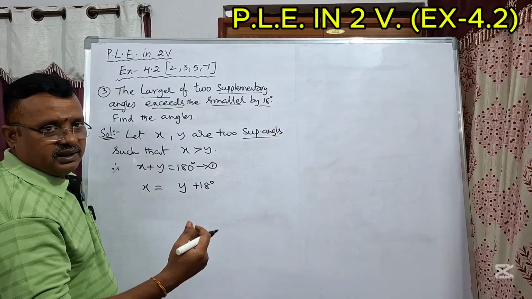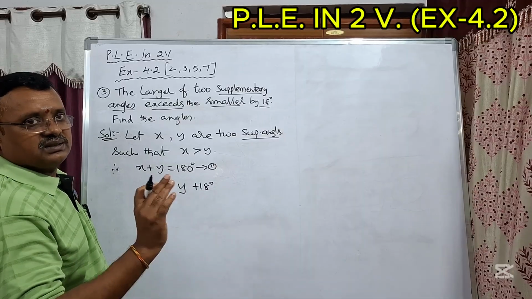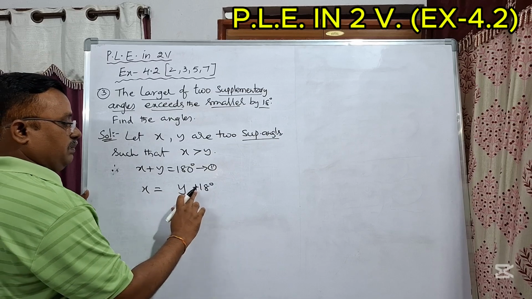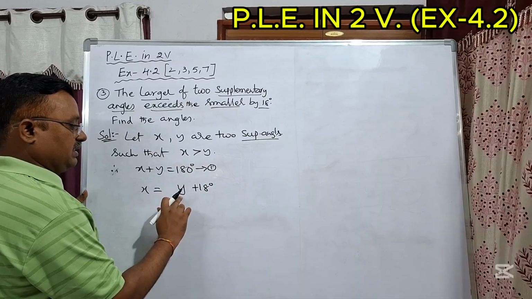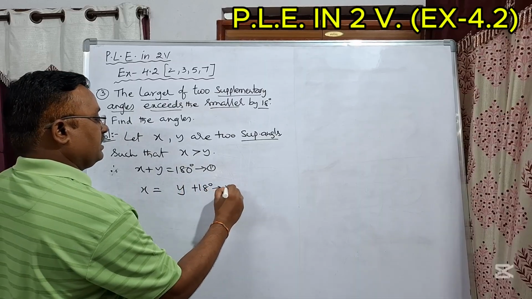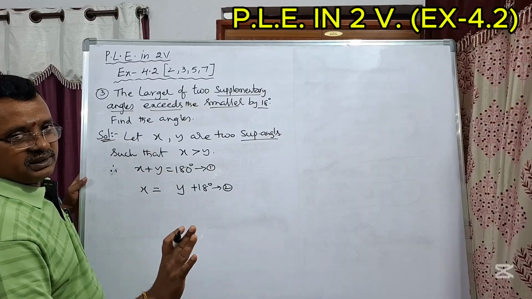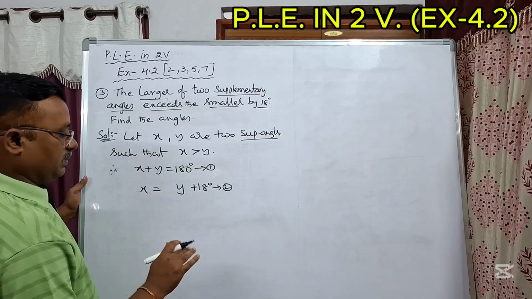To get perfection, you need to do more number of problems in this pattern. Understood? So x equals y plus 18. The larger angle is 18 degrees more than the smaller angle. This is the second equation. For this, I am going to apply the substitution method. Actually, any method you can apply. Okay, substitution method I am going to apply.